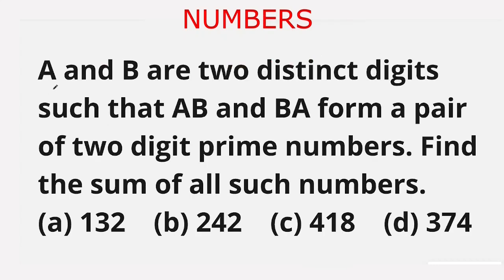Our question is: A and B are two distinct digits such that AB and BA form a pair of two-digit prime numbers. Find the sum of all such numbers. The given options are option A 132, option B 242, option C 418, option D 374.